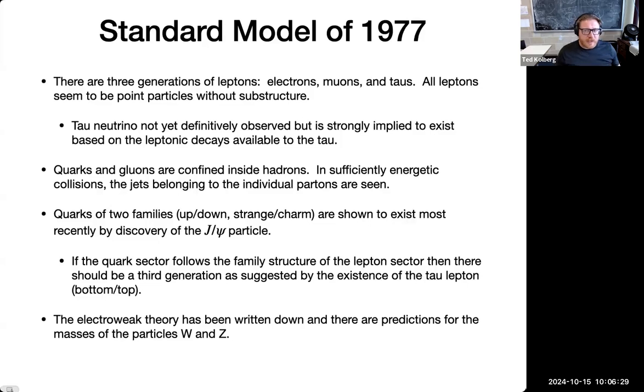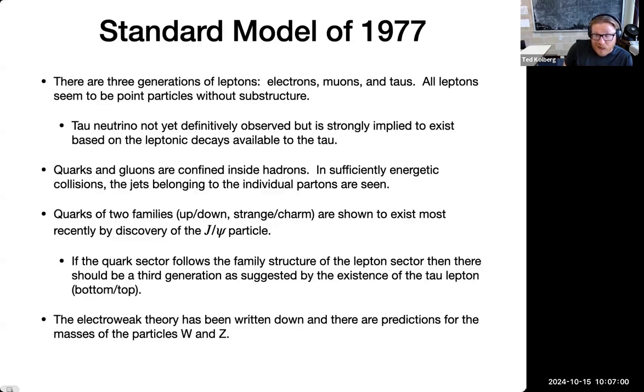So what did the standard model look like post-November Revolution? Let's pick 1977 as our date for reasons which will become apparent very soon. A particle physicist working in 1977 would have said that there are 3 generations of leptons: electrons, muons, and taus. Each of them presumably have their associated neutrino, although the tau neutrino has not yet been definitively observed. It's strongly implied to exist based on the leptonic decays available to the tau.